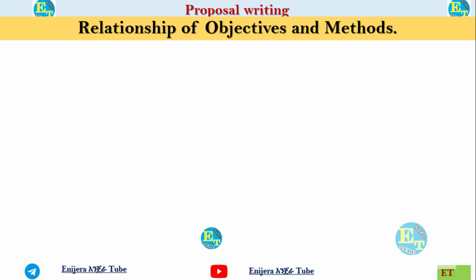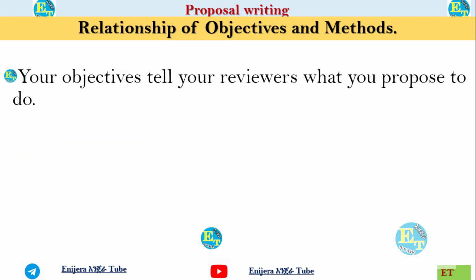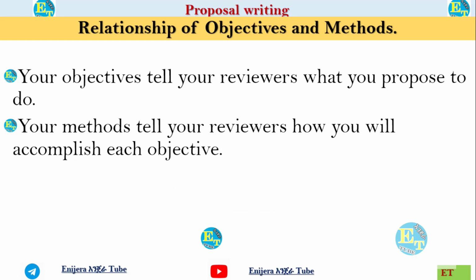And there is a relation of objective and method. Your objectives tell your reviewers what you propose to do. And your method tells your reviewers how you will accomplish each objective. Look, your objectives tell your reviewers what you propose to do.